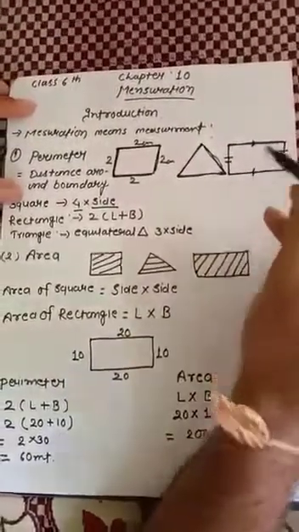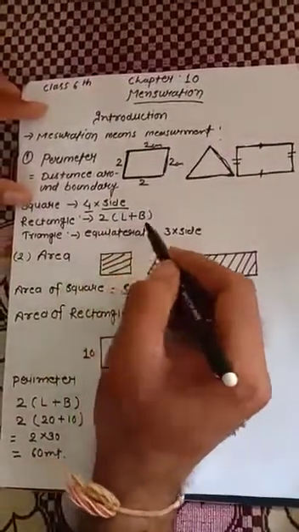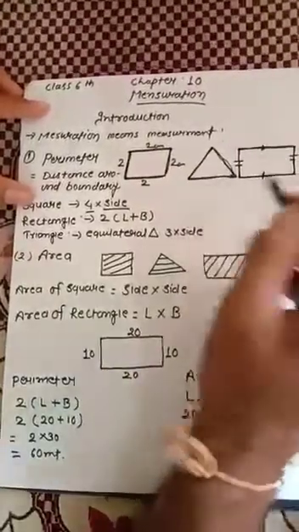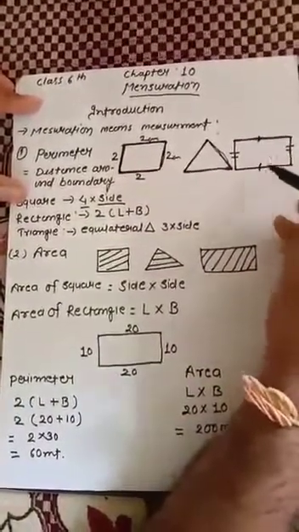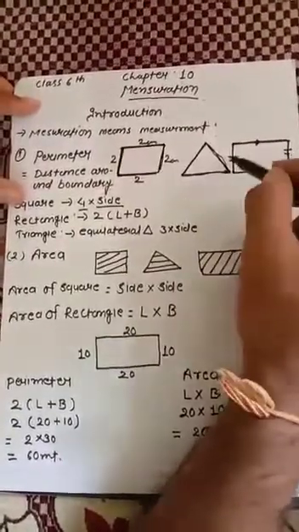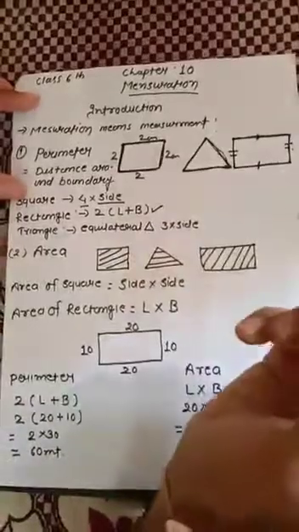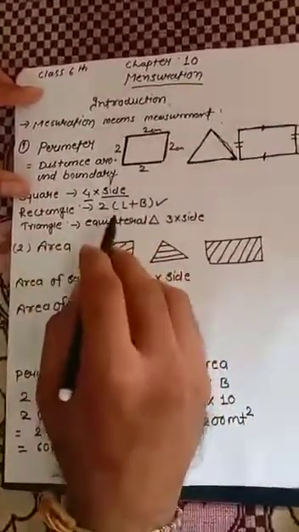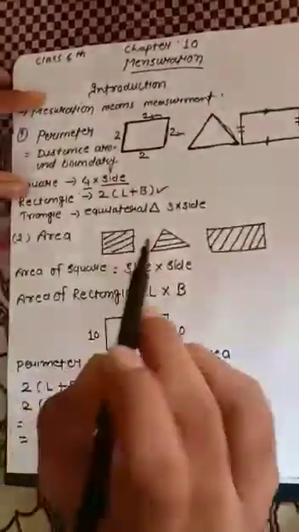So what we have done, we have done 2 into (L plus B), that means length and breadth. First add the length and breadth and make it twice, because there are two lengths, this and this, and two breadths, 1 and 2. So this formula is also constructed on the same basis. So this will be the formula for rectangle, that 2 into bracket L plus B for any rectangle.